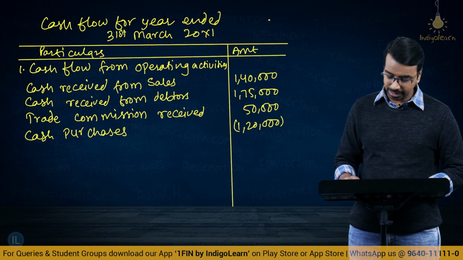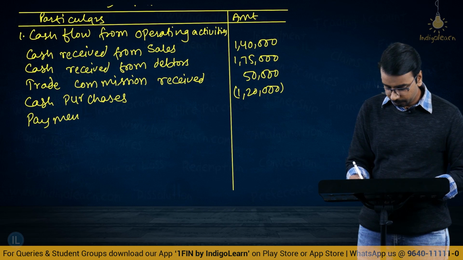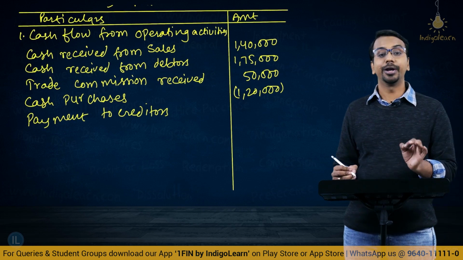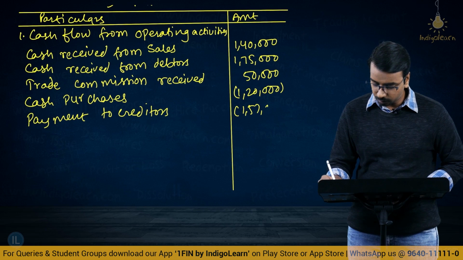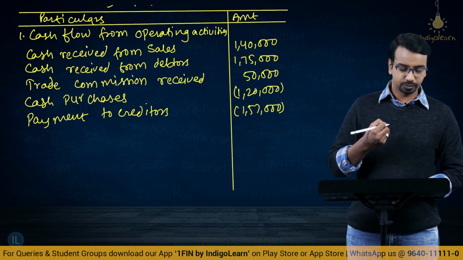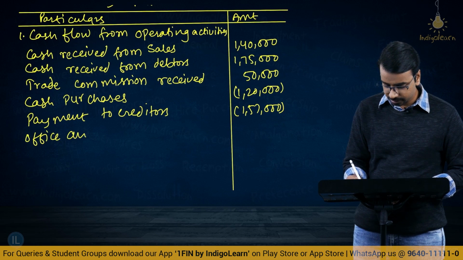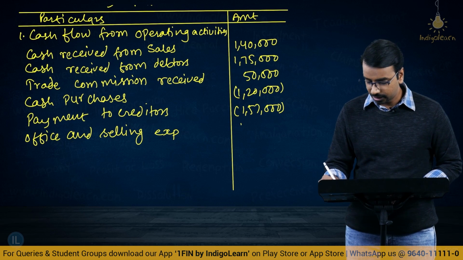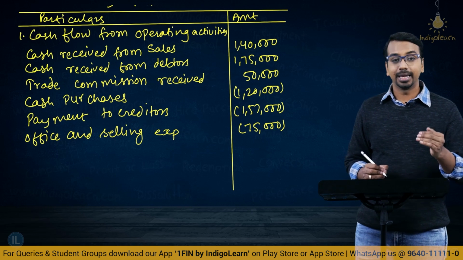So the first outflow is cash purchases, then we have payment to creditors. Payment to creditors, the amount given is 1,57,000, or you can also say payment to trade payables. Then you have office and selling expenses as 75,000. Then you have income tax.